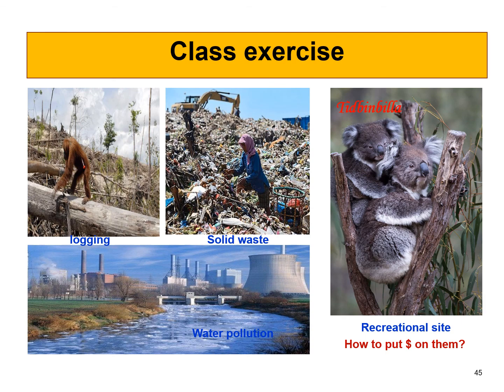So if you look at the first image, we will have a problem with the logging issues, right? And then the second image is on the solid waste generation, which is very common in many Asian or developing countries. And the third one is on water pollution. And the last image is on the preservation of this species, the koala. Okay, so how can we put a value or price tag on them? You have to think what kind of environmental valuation method is suitable to analyze all these issues. Okay, think about it and we will discuss soon.